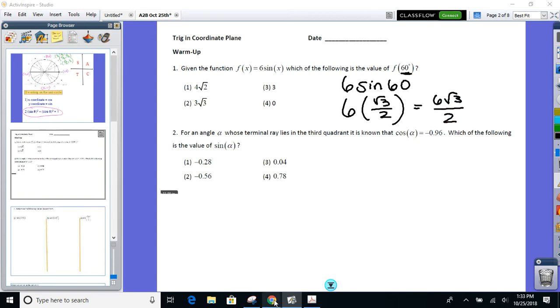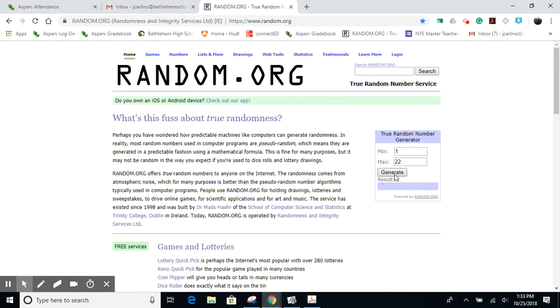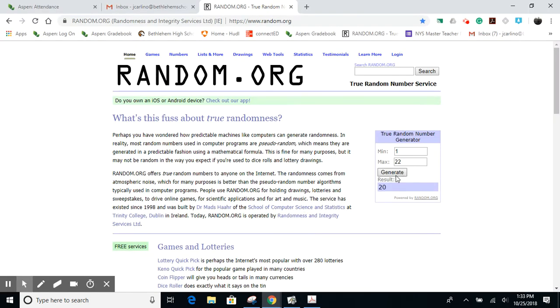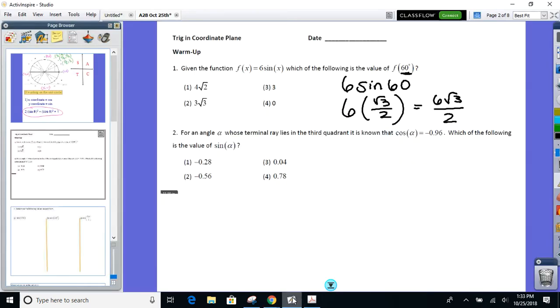Somebody reduce that one more time for me. Little help. Don't say a word. Okay. 15. 3 radical 3. Nice job.